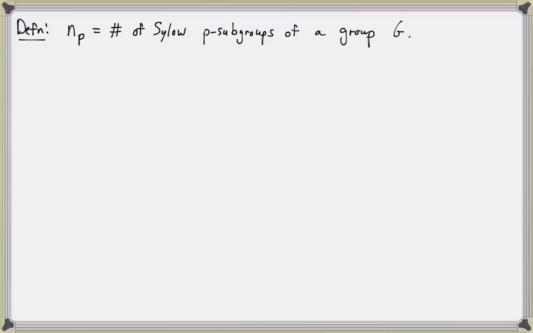So recall the following definition. We stated that the number of Sylow p subgroups of a group G is denoted by n sub p. This equals the number of Sylow p subgroups of a group G. So the following lemma will give us a formula for n sub p, the number of Sylow p subgroups.